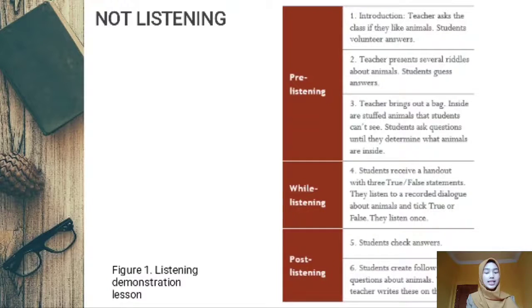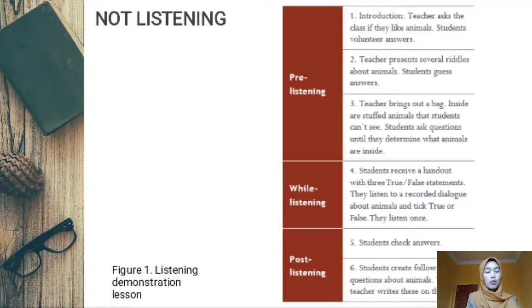In the pre-listening, there are 3 sections. Introduction: the teacher asks the class if they like animals. Student volunteers answer. The teacher presents several riddles about animals and students guess the answers. The teacher brings out a bag. Inside are stuffed animals that students cannot see, and the students ask questions until they determine what animal is inside.